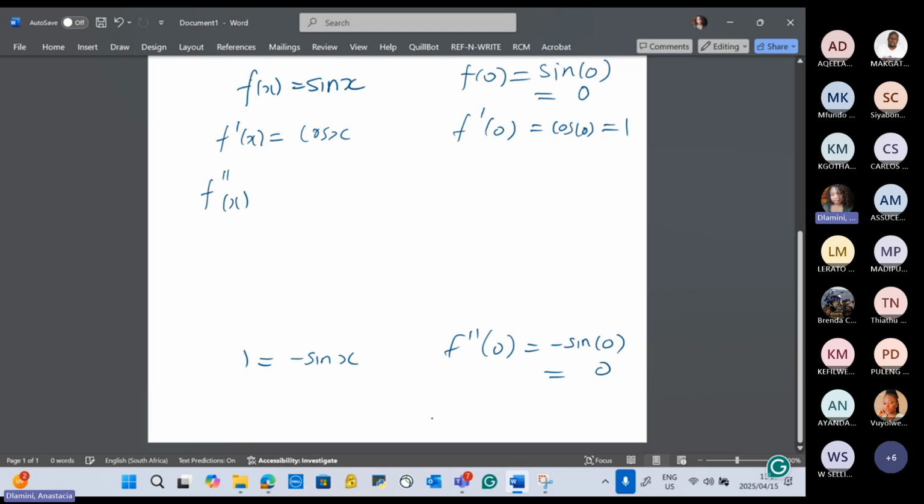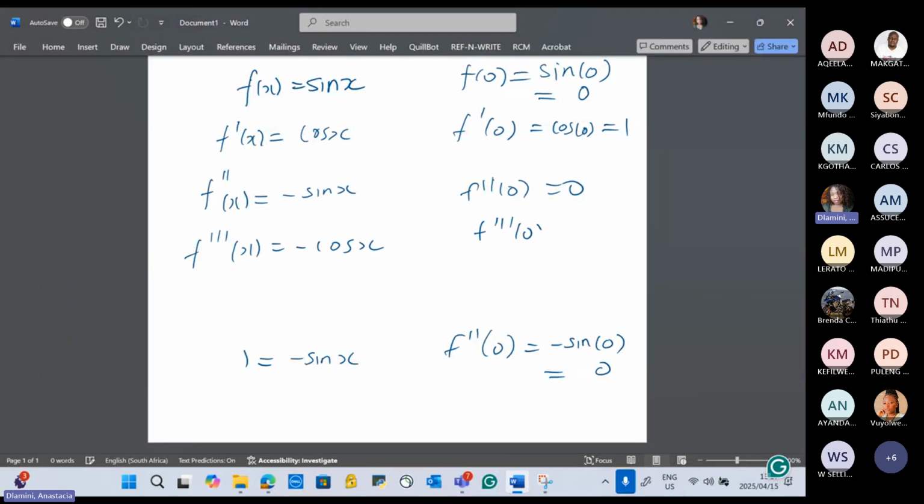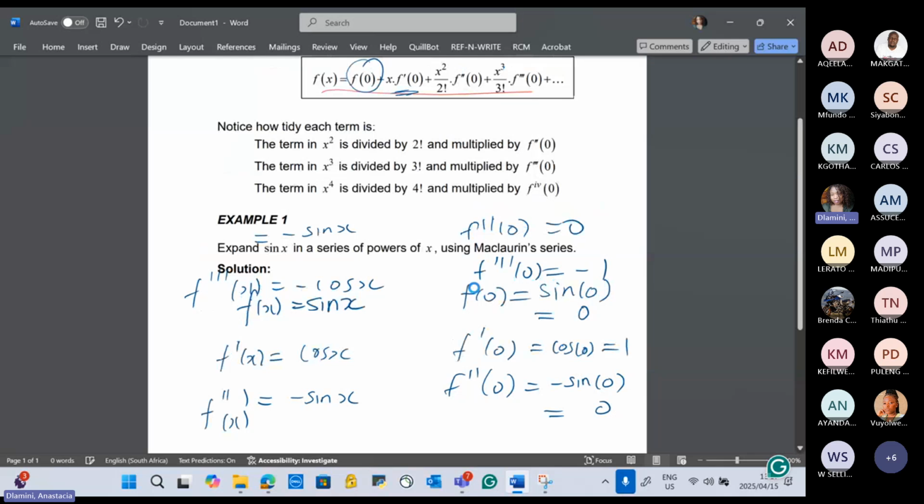Minus sine of x, f double prime of 0 is equal to 0. And then we go to the third one, f triple prime of x is equal to minus cos of x. And we know f triple prime of 0 is equal to negative 1. Are we all okay up to that point? Yes, ma'am. Then they say, okay, fine, go and substitute.